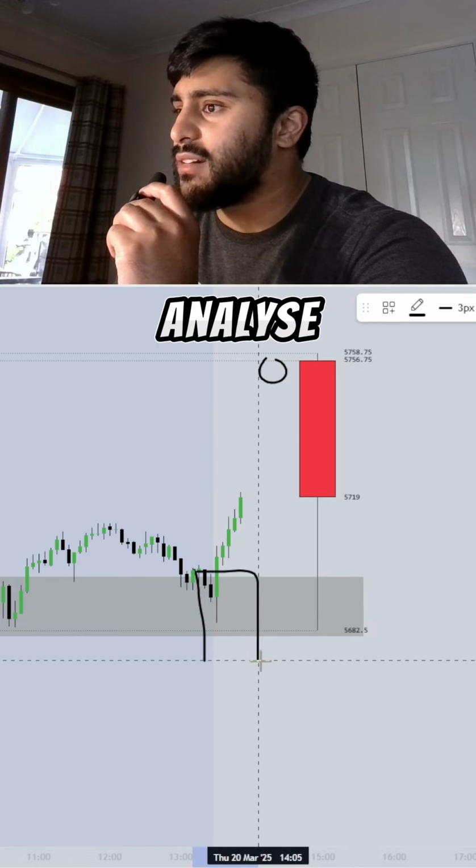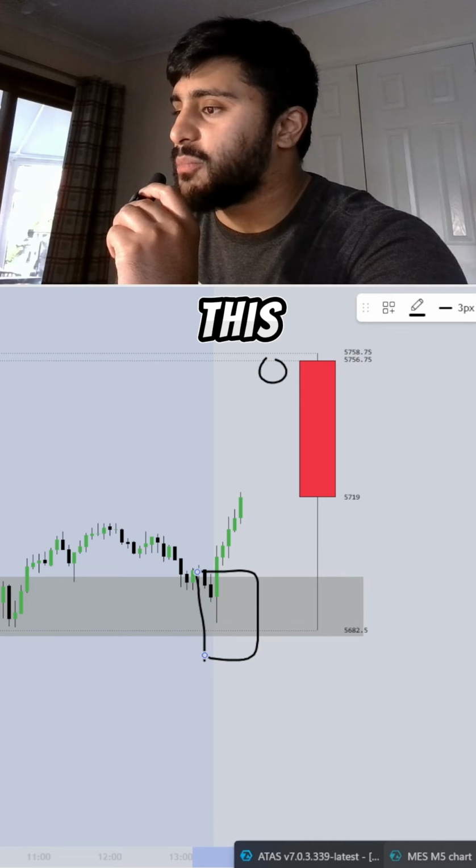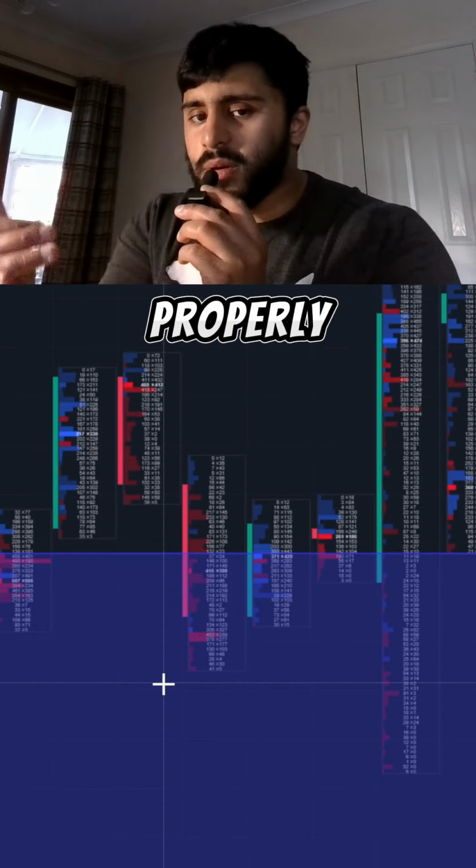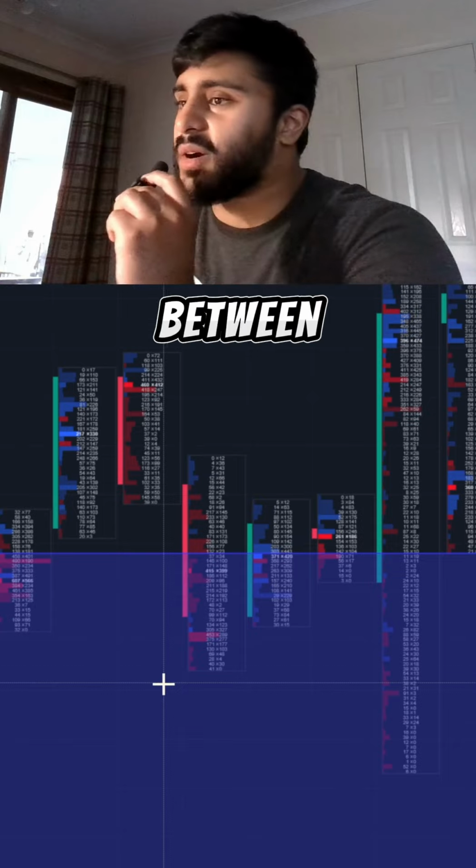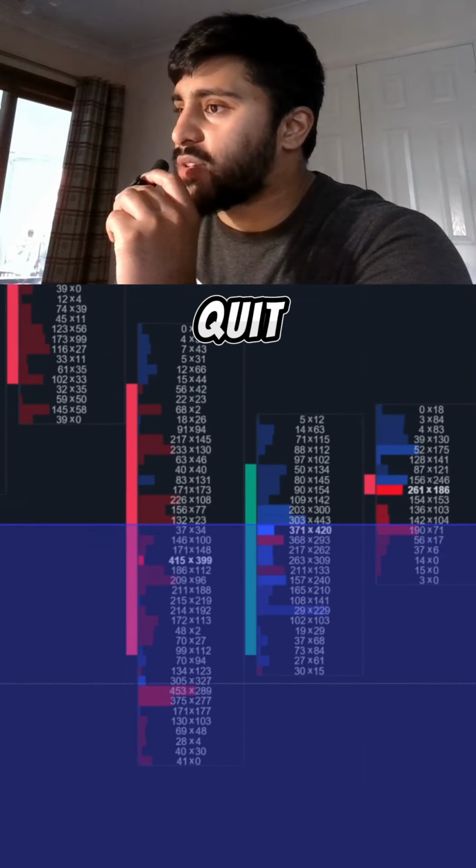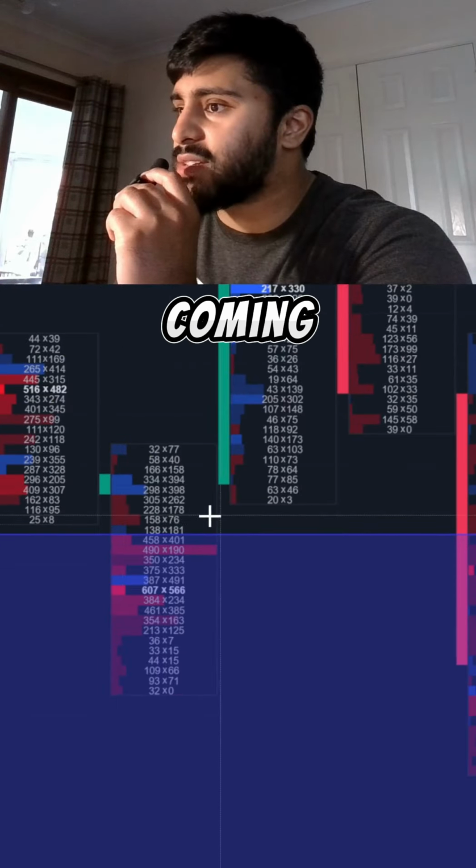Now from here, we need to analyze what's going on inside of this POI. And the only way you can do that properly is by understanding what is going on between buyers and sellers. So if you're not using this, just quit, right? So let's take a look at some of the mitigations coming into this area, right?